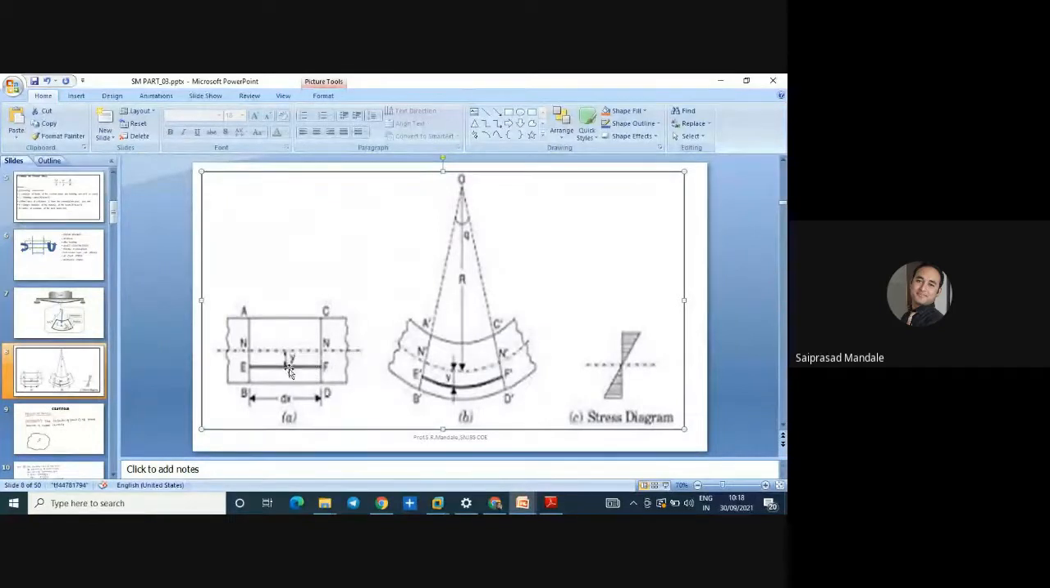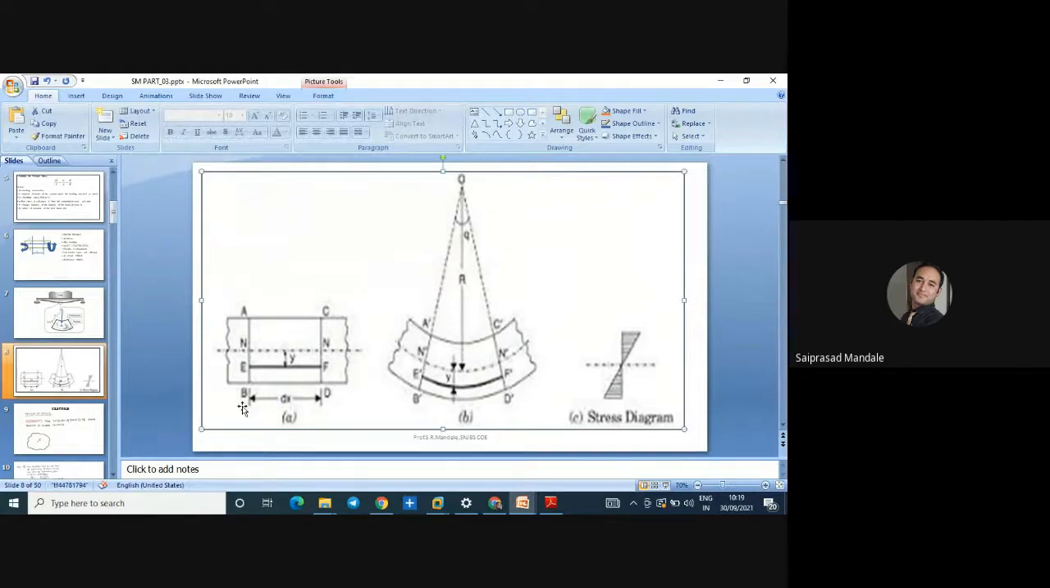So this is any layer, EF. It can be here, it can be here, it can be here. It is anywhere in between AB or CD. When it is subjected to bending, it will bend like this. So AC becomes A dash C dash, and BD becomes B dash D dash. If you measure this distance, AC is greater than A dash C dash because AC is subjected to compression.